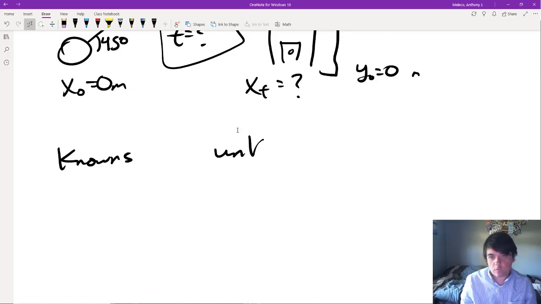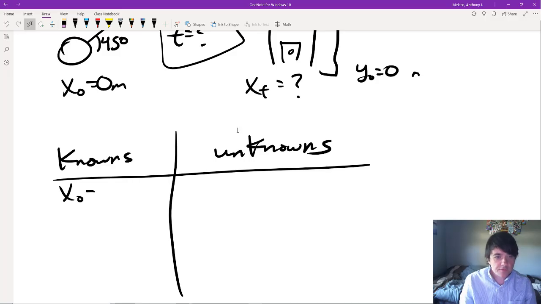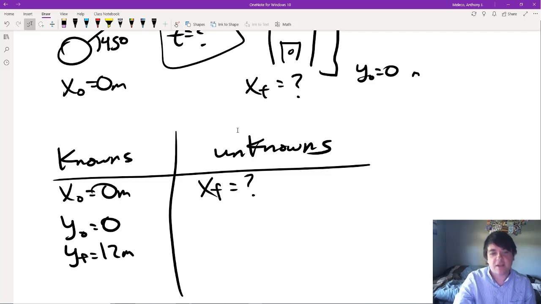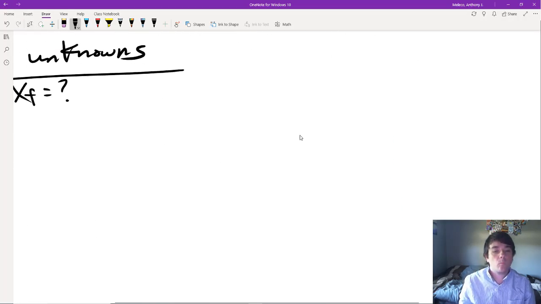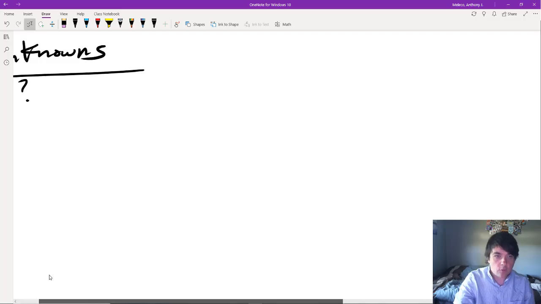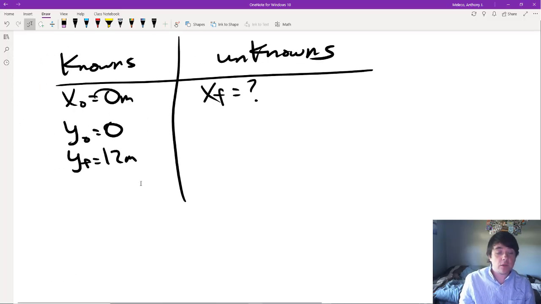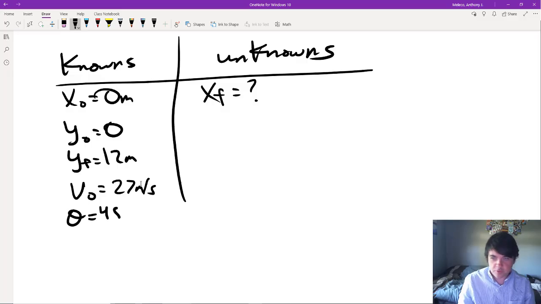So, knowns and unknowns. x initial is 0. x final, we don't know. y initial is 0. y final is 12 meters, the height of the building. That's what we're trying to get at. We do not know v naught x or v naught y, but we do know v naught, and that was 27 meters per second. And we know theta. Theta was 45 degrees.